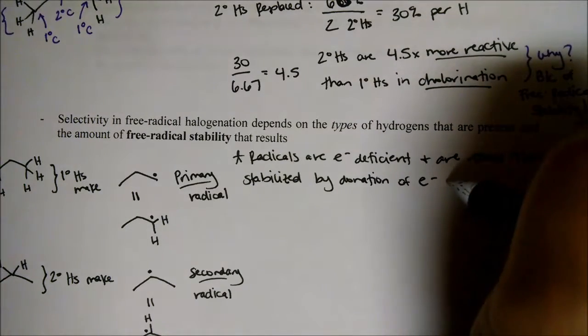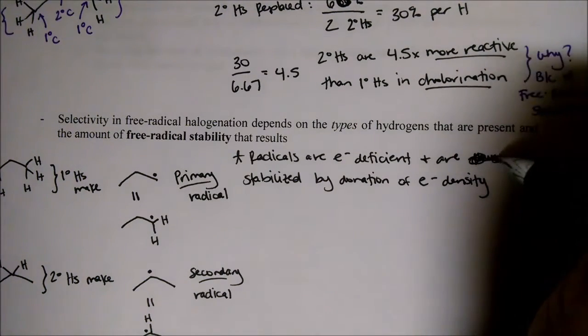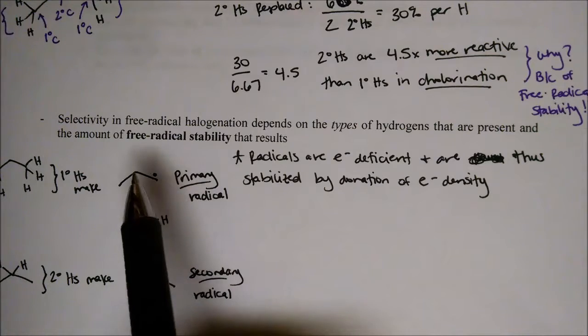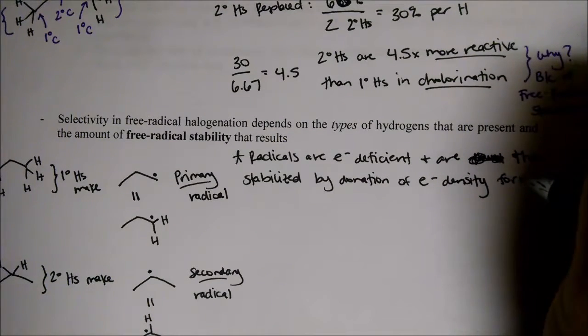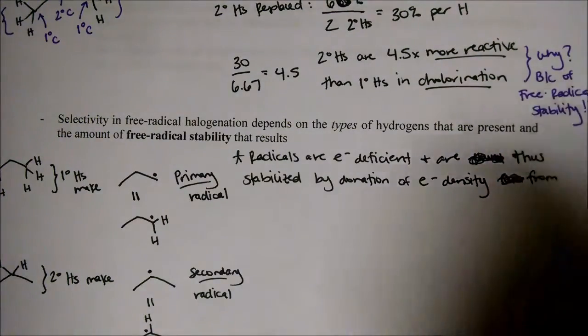If there's a polar group that can donate some electron density, that would be great. But even an alkyl group, I know we're not talking very polar here, there's just carbon-carbon bonds, but the more carbon-carbon bonds that we have, we can actually donate electron density to that radical. Here it's right in the middle, so we can have these two carbons donating electron density, whereas on the end here we only have one carbon that can donate its electron density. So it's stabilized by donation of electron density from alkyl groups.